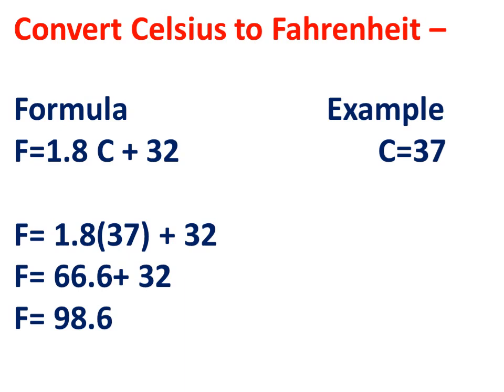The formula is F equals 1.8 C plus 32, where F stands for Fahrenheit and C is for Celsius. For example, if I say that C is 37, then what will happen? F equals 1.8, in brackets you will write 37, plus 32. So the answer will come 66.6 plus 32, and when you calculate 66.6 plus 32, it will give you 98.6. So this temperature is in Fahrenheit for our human body. This is how you convert Celsius to Fahrenheit.